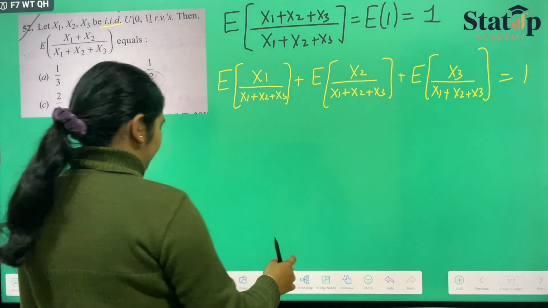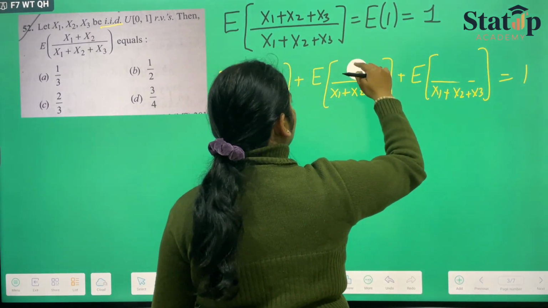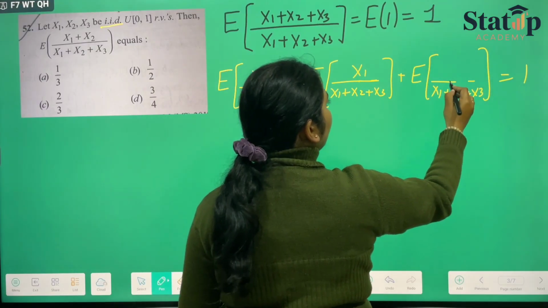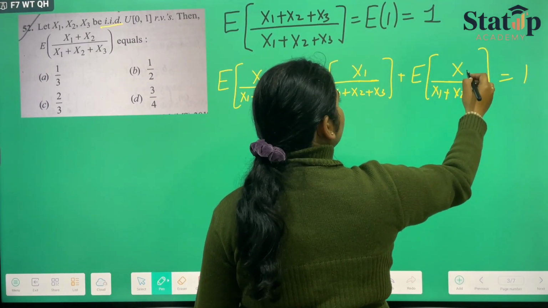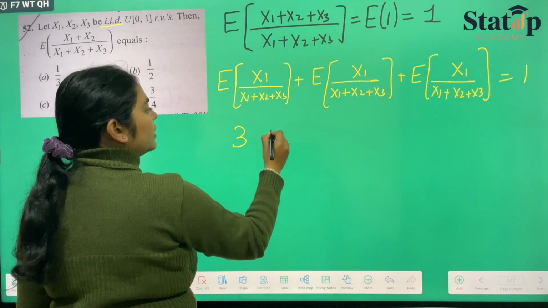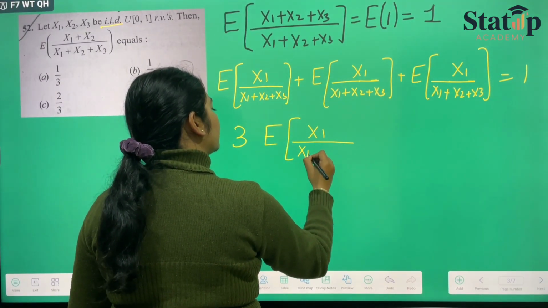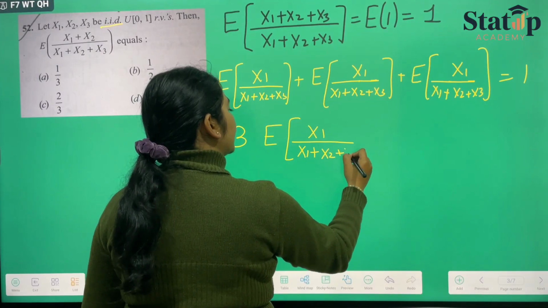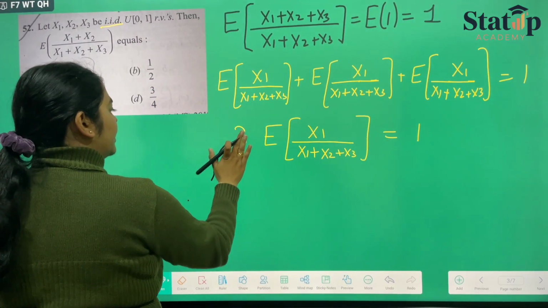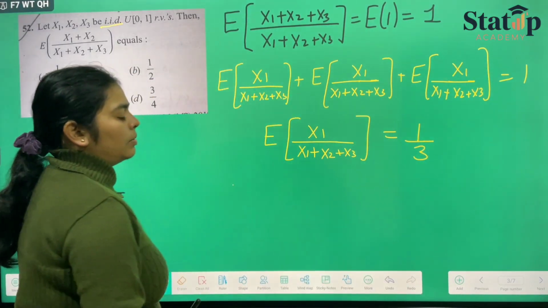So here in place of x2 and x3, we can write x1 and x1 only, because all are the same, identical. Hence we can write it as 3 into expectation of x1 upon x1 plus x2 plus x3 equal to 1. And if we divide both sides by 3, then it is equal to 1 by 3.